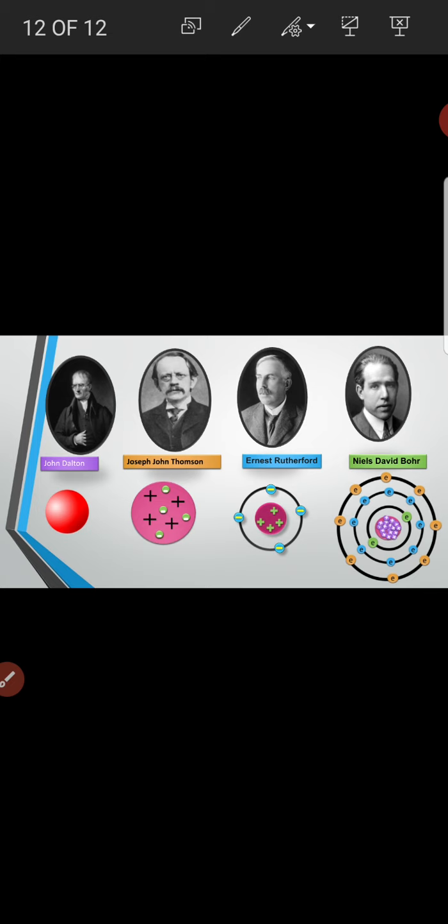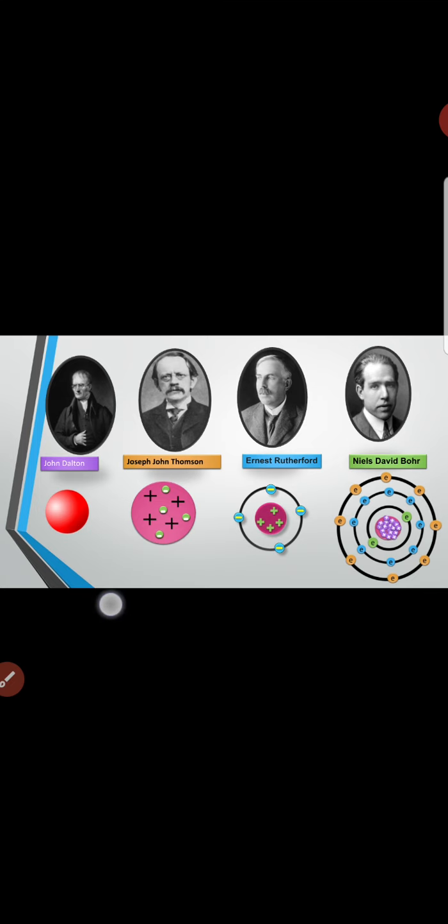You all have to draw these four diagrams, that is Dalton's atomic model, J.J. Thomson's atomic model, Ernest Rutherford's atomic model, and Niels Bohr's atomic model in your file, and you have to show it to me on Google Classroom.